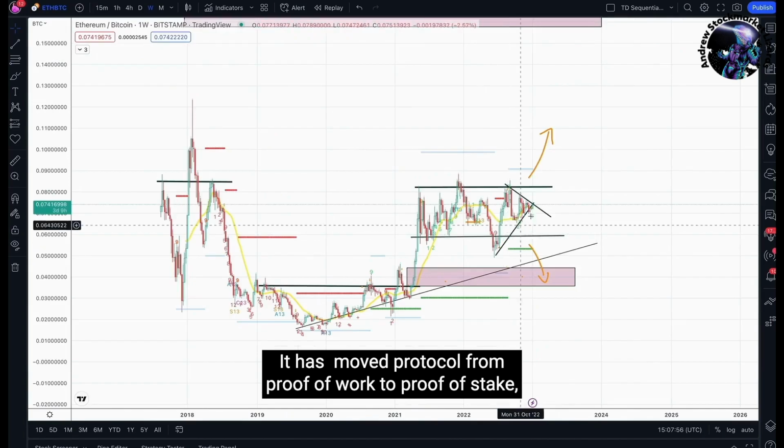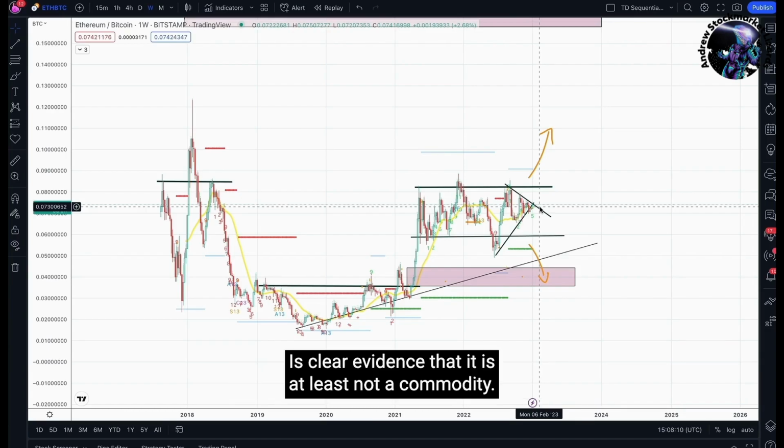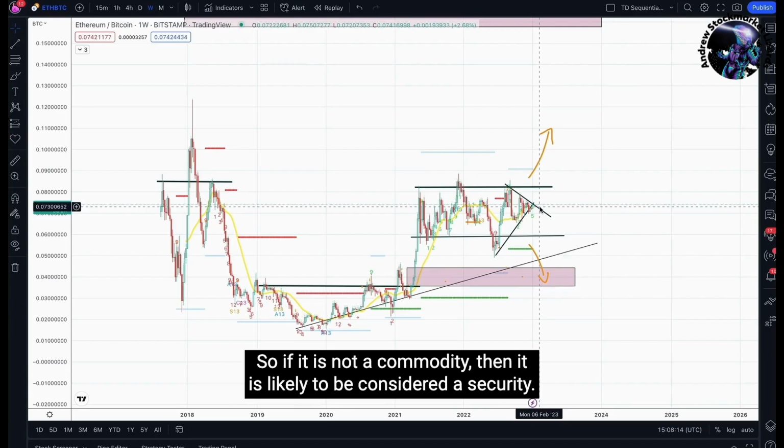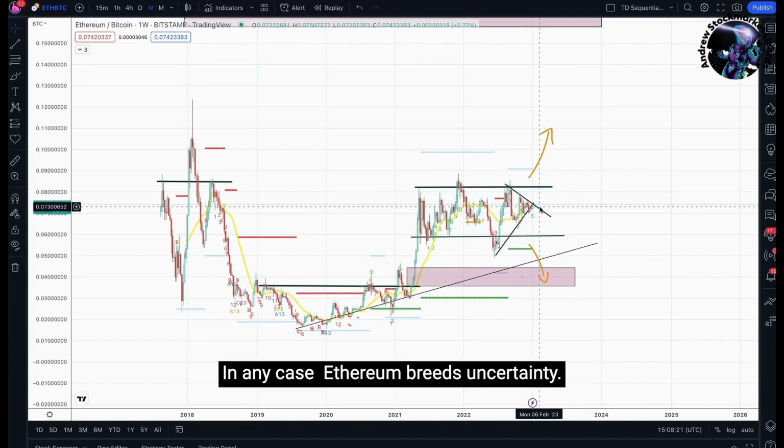It has moved protocol from proof of work to proof of stake, and you change the monetary policy of Ethereum a number of times, then this is clear evidence that it is at least not a commodity. So if it is not a commodity, then it is likely to be considered a security. In any case, Ethereum breeds uncertainty. So with that uncertainty, what do we expect to happen?